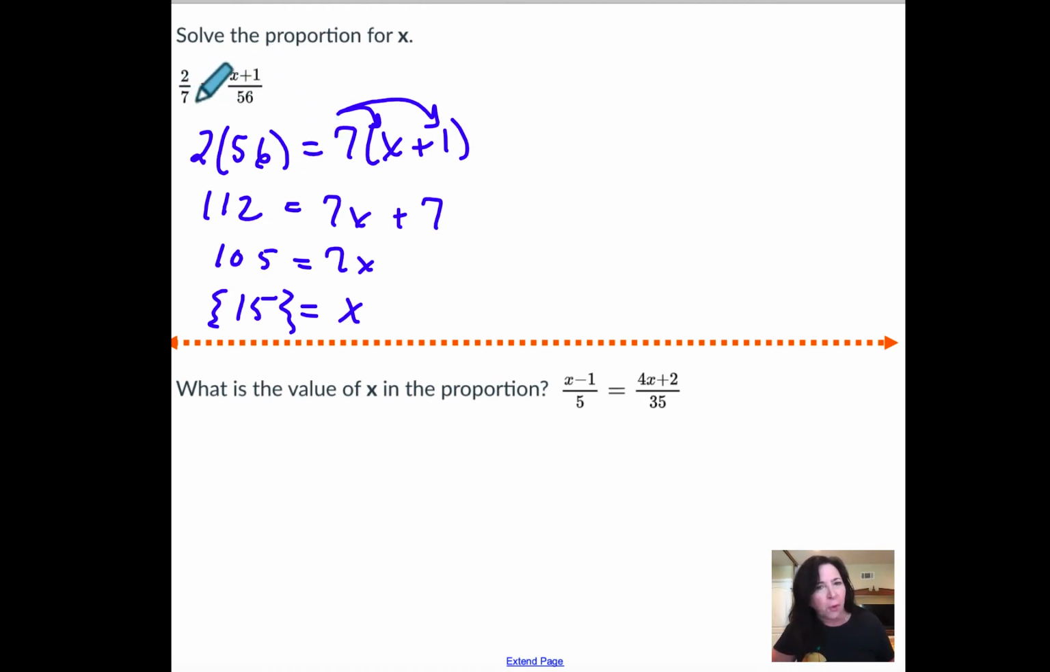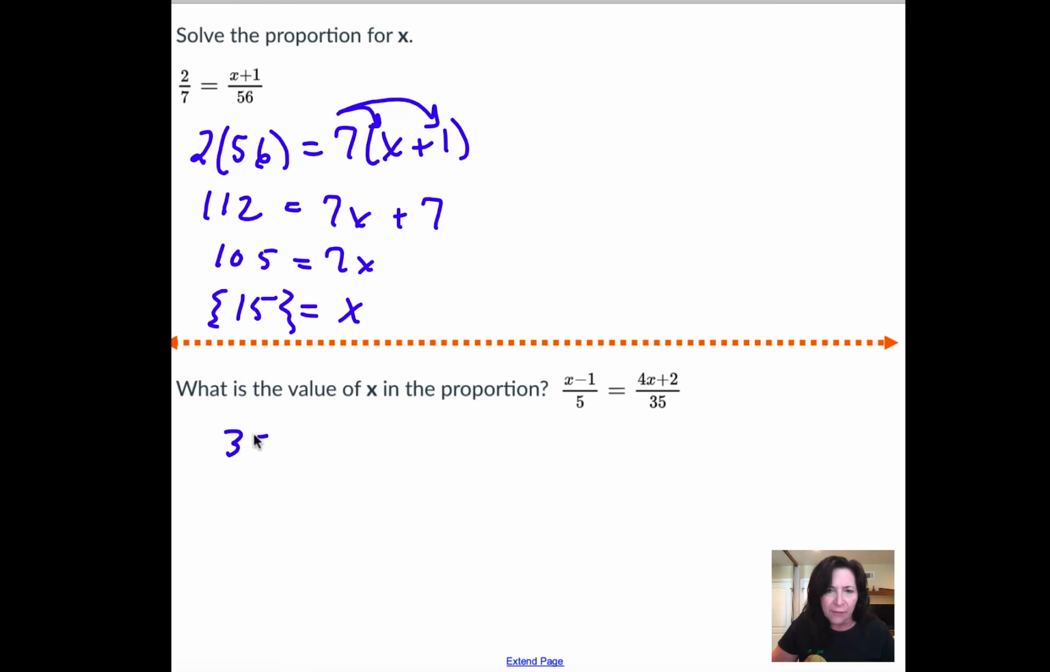Also, watch out for variables on the denominator. As we discussed in class, those are your constraints, or the values that x cannot equal. Here's another proportion. This comes a little bit later in the lesson. So we're going to cross multiply this one.